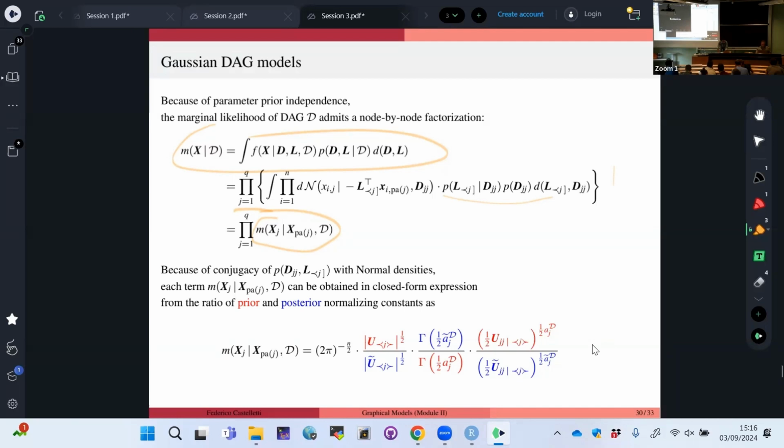You can forget about it. The message is that we can evaluate it analytically. So again, if you have data and a prior, you can compute it exactly. And this will give you an exact form for the marginal likelihood of DAG D, the ingredient that, if put within your MCMC scheme, will allow you structural learning of DAGs.